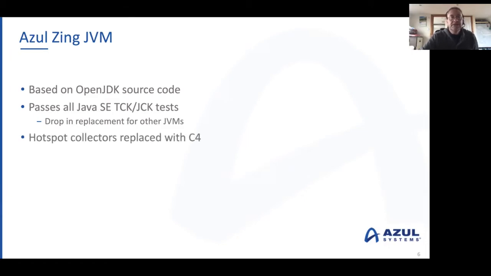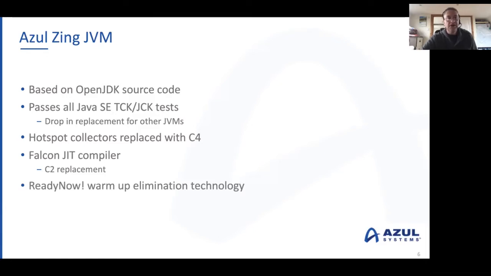What we have replaced is the garbage collectors. So all the garbage collectors are replaced with one which is called C4. I'm going to explain that in a moment. We've then replaced the C2 JIT compiler with one that we call Falcon. And again, I'll explain that. And then the last thing we've done is to add some technology to this, which is called ReadyNow. That's designed to eliminate as much as possible this idea of the warm-up phase that you have to go through every time you start up your application.